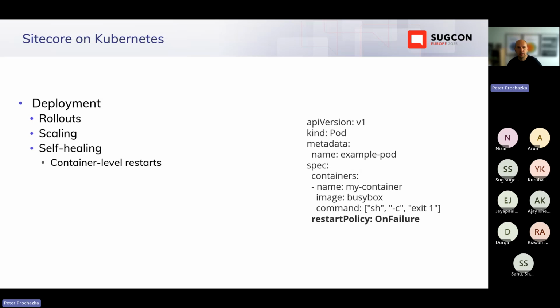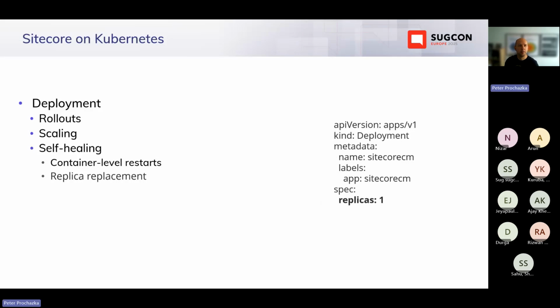And the container level restarts. So if a container inside the pod fails, Kubernetes restarts it based on the restart policy. There are 3 primary restart policies: always, on failure, and never. Always automatically restarts the containers after any termination, on failure restarts only on error, and never just never restarts.